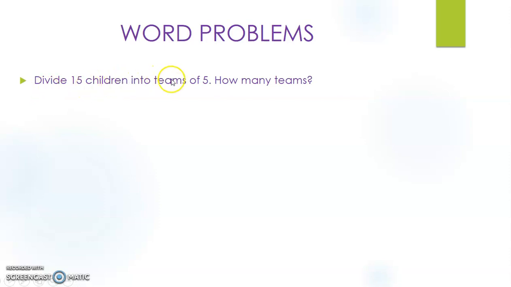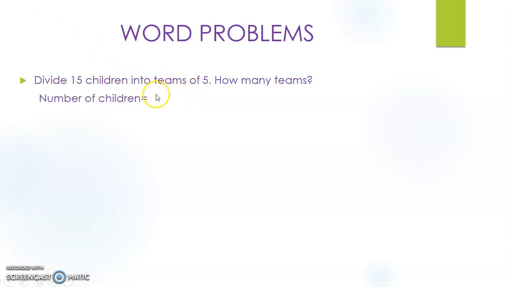Divide 15 children into teams of 5. How many teams? Let me repeat the question. Divide 15 children into teams of 5. How many teams? So here in the question it is given explicitly. Correct ആയിട്ട് പറഞ്ഞിട്ടുണ്ട്. എന്താ ചെയ്യേണ്ടത്? 15 children 5 teams ആയിട്ട് divide ചെയ്യണം.